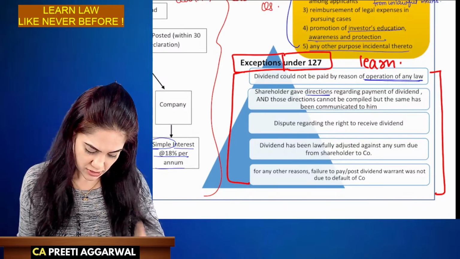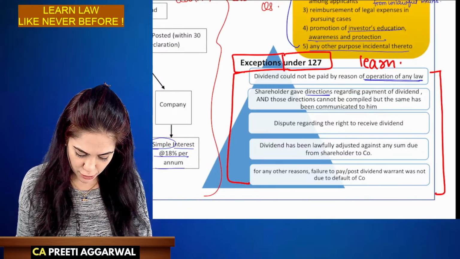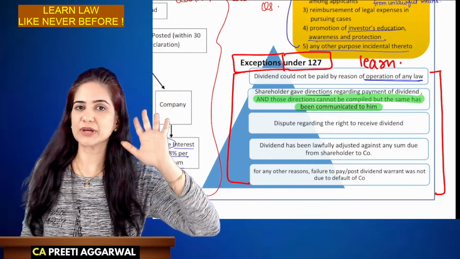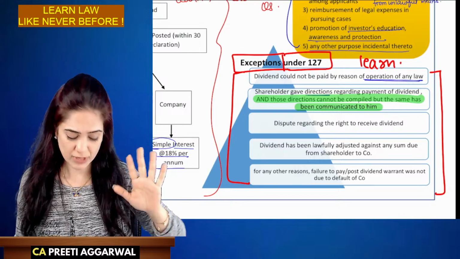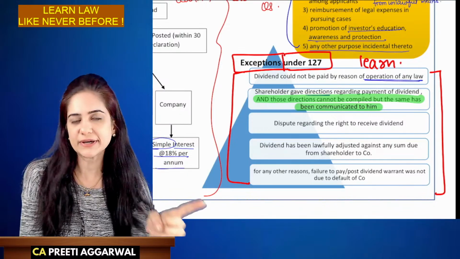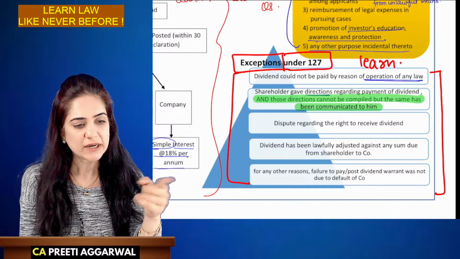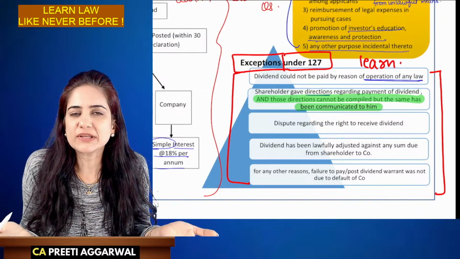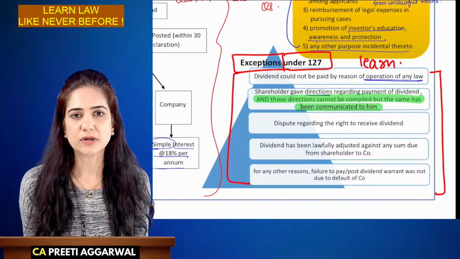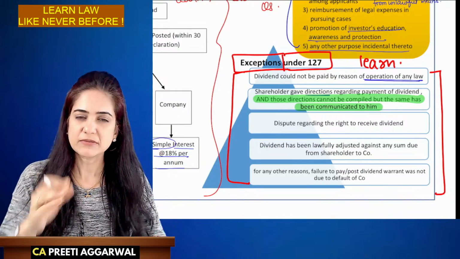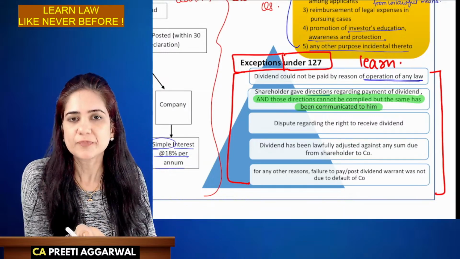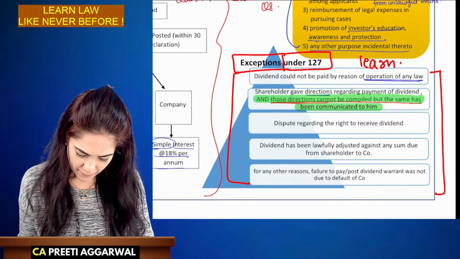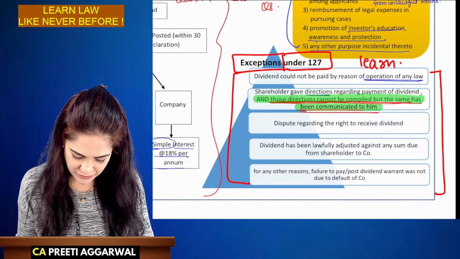Now, the shareholder had given directions, but we could not deposit. Very important, students. Those directions could not be complied with, but the same has been communicated to the shareholder. We had gone to credit the bank account, but the name was not matching, the account number was incorrect, so we could not follow the instructions given by the shareholder. You could not credit the dividend, at least inform him that this was the problem. Those directions could not be complied with, but the same has been communicated.